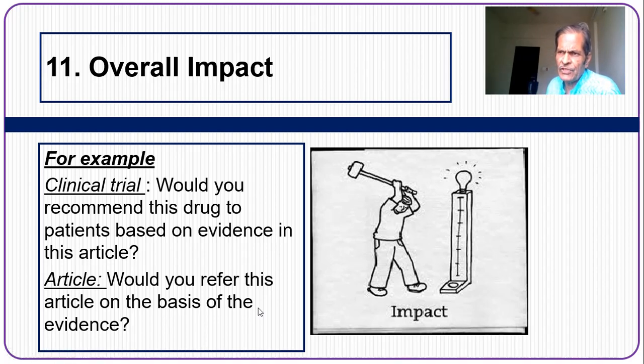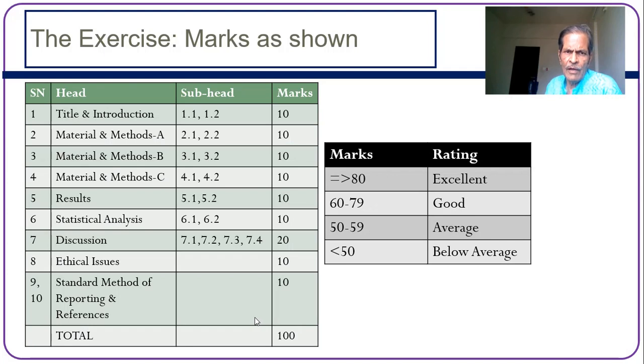Suppose you are taking a lecture on a certain disease, and you are referring to the risk factors of the disease. Would you refer to this article for the risk factors? This article has shown that a certain risk factor is there for a certain disease, and based on the evidence given in this article, would you say in your lecture that such and such a disease has such and such a risk factor? If so, then this article is of good quality. If the answer is no, then the article is not of good quality.